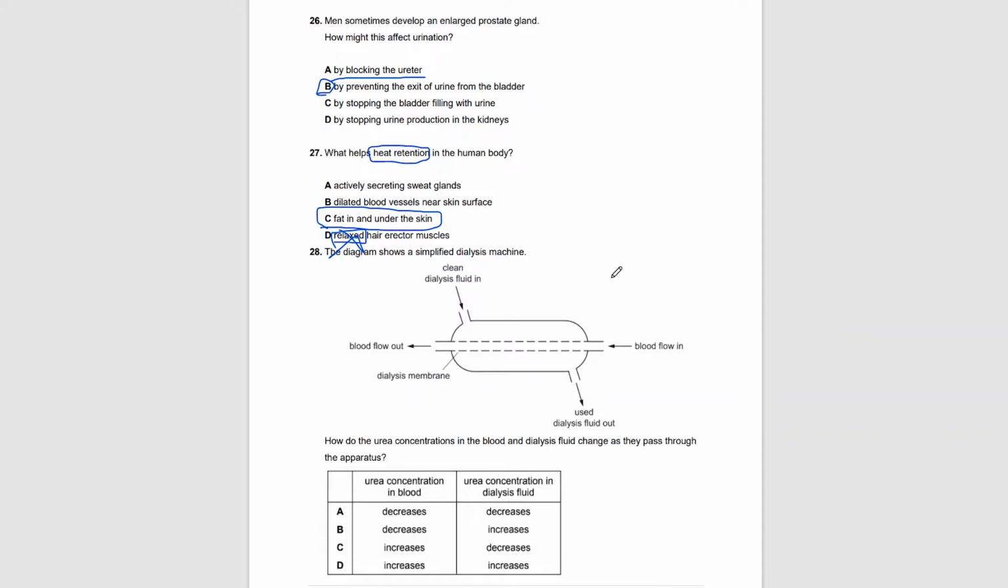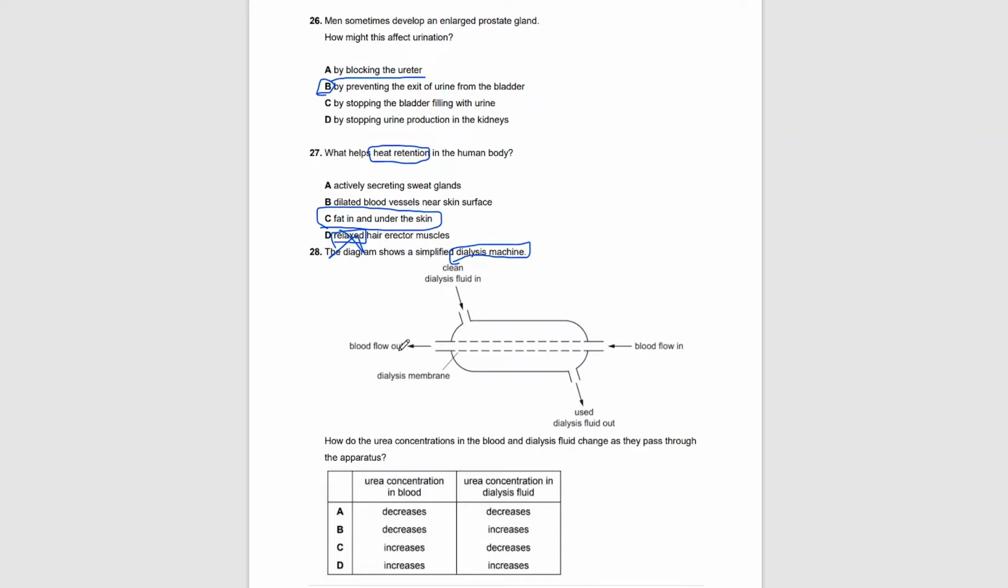Question 28. The diagram shows a simplified dialysis machine. How do the urea concentration in the blood and dialysis fluid change as they pass through the apparatus? Dialysis machines are used when the person's kidneys fail. So it should have the same function as kidneys. And kidneys filter the blood. The kidneys filter out the urea from the blood.